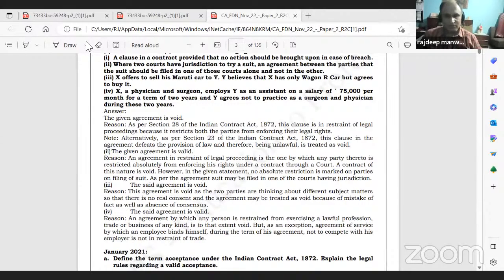Let's say Viksha is in Mumbai and I am in Bangalore and we fight a case. So I and Viksha agree that the dispute will be resolved in Bangalore High Court, not in Mumbai High Court. That's a valid agreement. Okay, next. Reason: an agreement in restraint of legal proceeding is one by which any party thereto is restricted absolutely. No, this is not restricting. Okay, go to the next one.